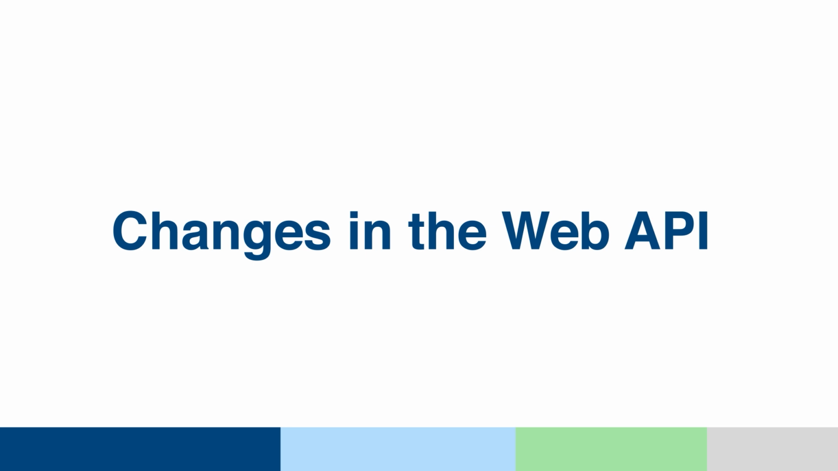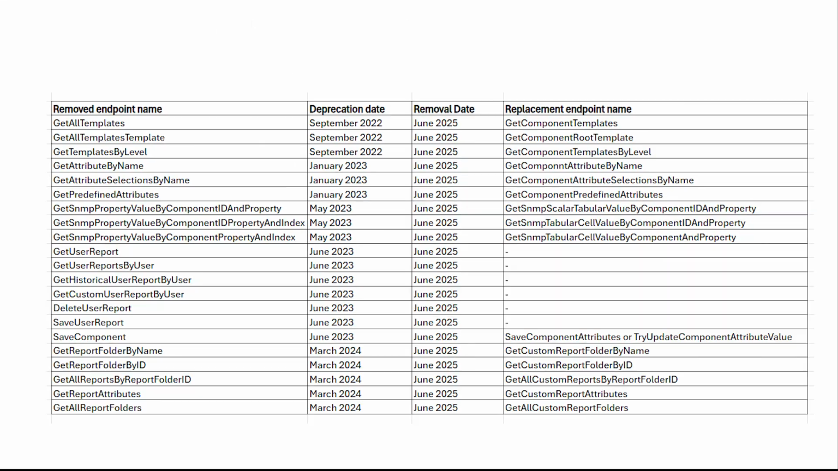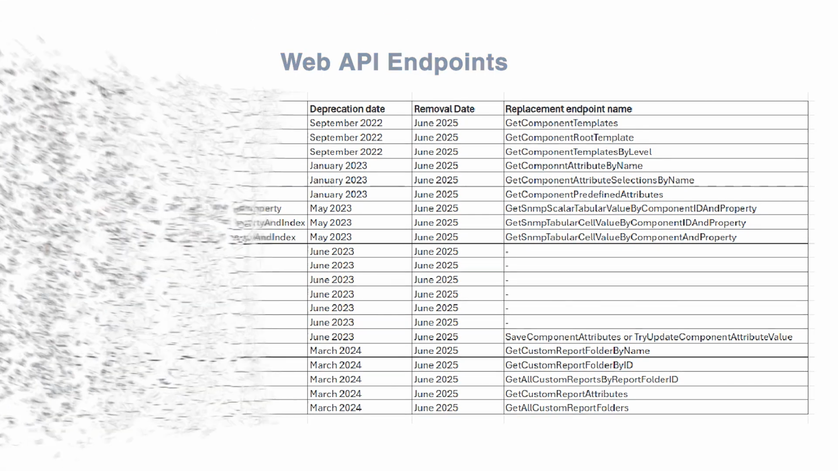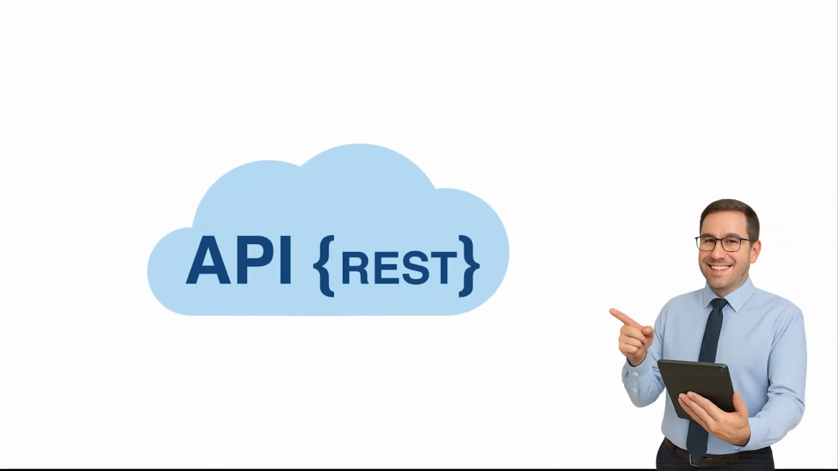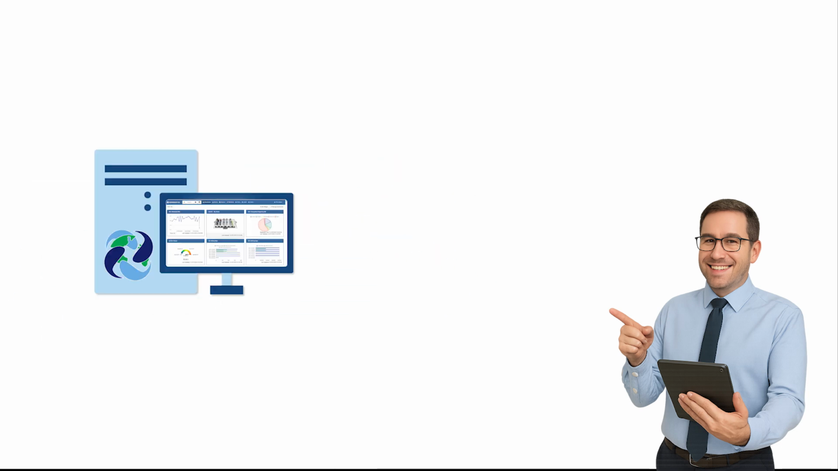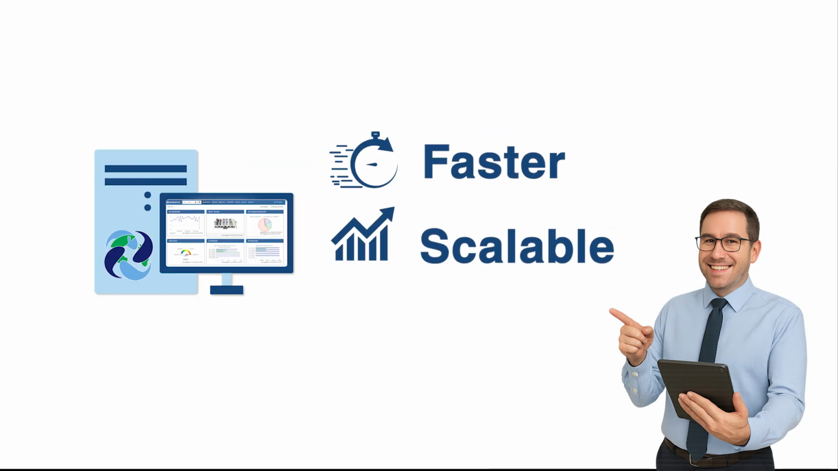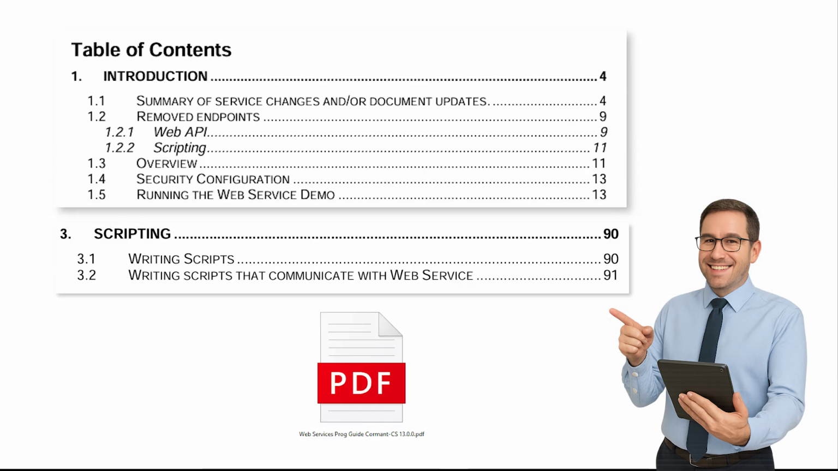Changes made in the Web API. Some Web API endpoints that had been marked deprecated are now permanently removed. We use a more modern and secure REST API instead. This transition is driven by our commitment to providing faster, more scalable, and more secure integrations. For more details, you may refer to the following sections in the Web Service Programming Guide.